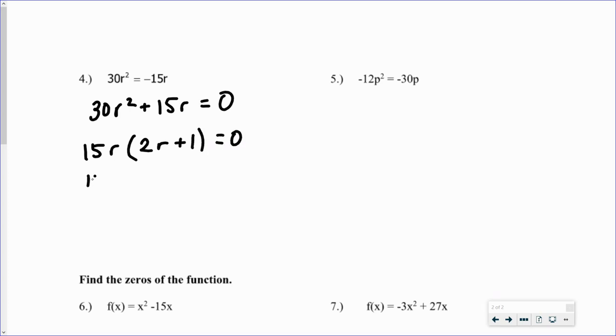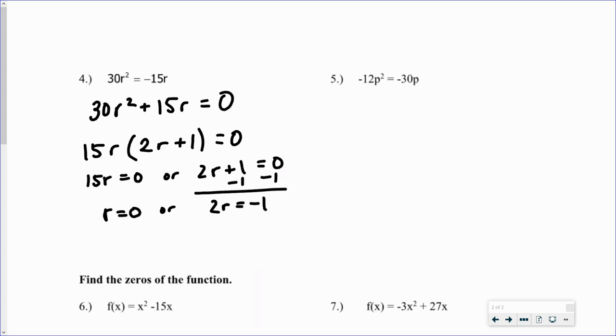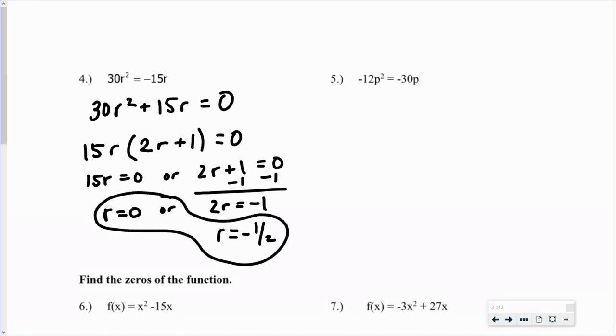Now we'll take each of these factors, set them equal to 0, and solve these equations. For the first one, we're going to get r equals 0 when we divide both sides by 15. Second equation, subtract 1 from both sides: 2r equals negative 1. Divide both sides by 2, and we get r equals negative 1/2. So our solutions are r equals 0 or r equals negative 1/2.